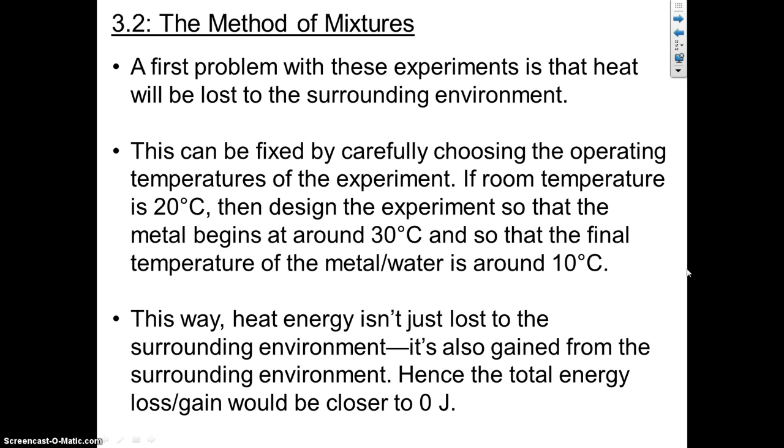So what this does is, heat isn't just lost to the surrounding environment, it's also gained from the surrounding environment. And this makes the total energy loss and gain much, much closer to 0 joules. So that's a clever trick. I explained it with reference to the first method of mixtures that we saw, but we could apply the same trick of choosing our operating temperatures to any method of mixtures. So you choose the final and initial temperature so that the middle is room temperature. Smack dab between the final and initial, you want room temperature. That's the trick.